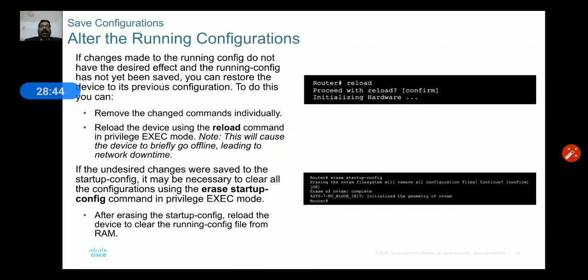Okay, now we are going to discuss how to alter the running configuration. For example, I have done some configuration. Maybe I have made some mistakes, or I don't want to keep this configuration. I want to go back to the previous configuration. I want to restore the device with the previous configuration. So if you want to do that, you have to execute the command reload. If you execute the command reload, it will restart the device with the previous configuration. I hope you understand.